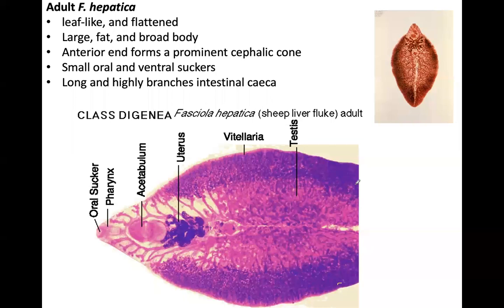Hamisi, you are saying raw fish, that is not right. Lucy is saying eating contaminated aquatic plants. Shamshad is saying eating contaminated aquatic plants. Aquatic plant with metacercaria. Frank's answer is much more accurate: eating undercooked water plants with metacercaria. That is how complete your answer should be.